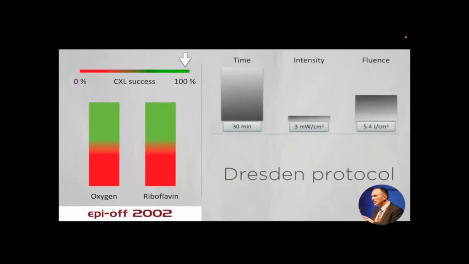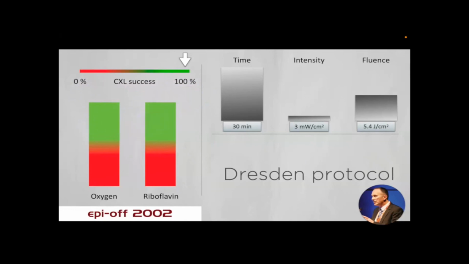Now, when you look at the Dresden protocol, which is 30 minutes at 3 milliwatts, the combination of 30 minutes, this is 1,800 seconds, times 3 is 5,400 millijoule or 5.4 joule. This is the fluence. That's Dresden. If you do the Dresden protocol, then you have very good cross-linking success because you have a lot of oxygen in the cornea. It's a slow protocol and you have enough riboflavin.